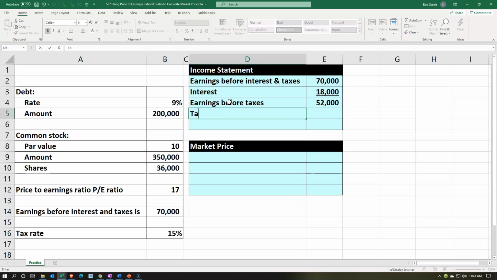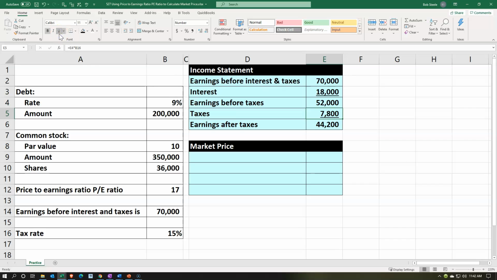Then we will calculate the taxes, which are at the 15%. So this will be equal to that 52,000 times, scrolling on down then to that 15%. That's going to give us our 7,800. Now we can calculate the earnings after taxes, otherwise known as net income, the bottom line number of the income statement: the 52,000 minus the 7,800 gives us the 44,200. So let's go up to the Home tab, Font group, and put an underline here.